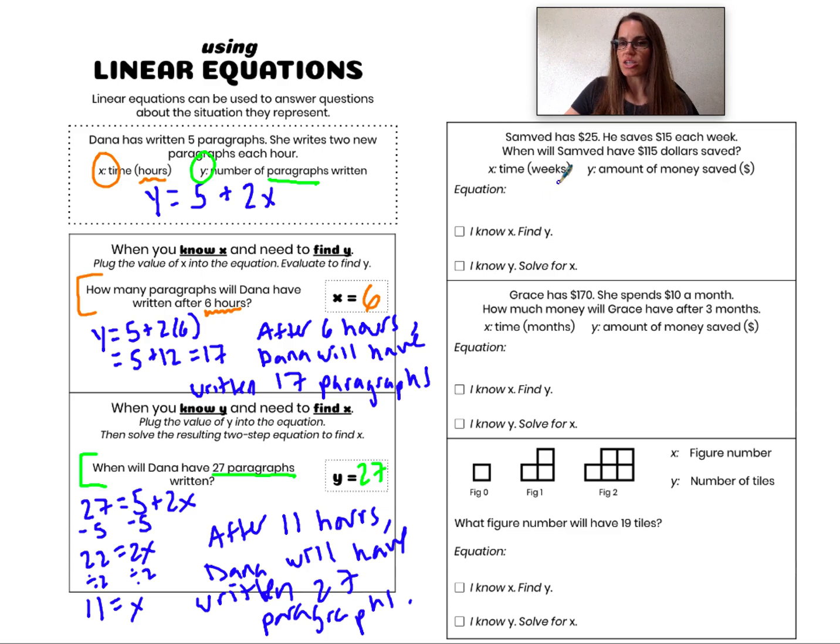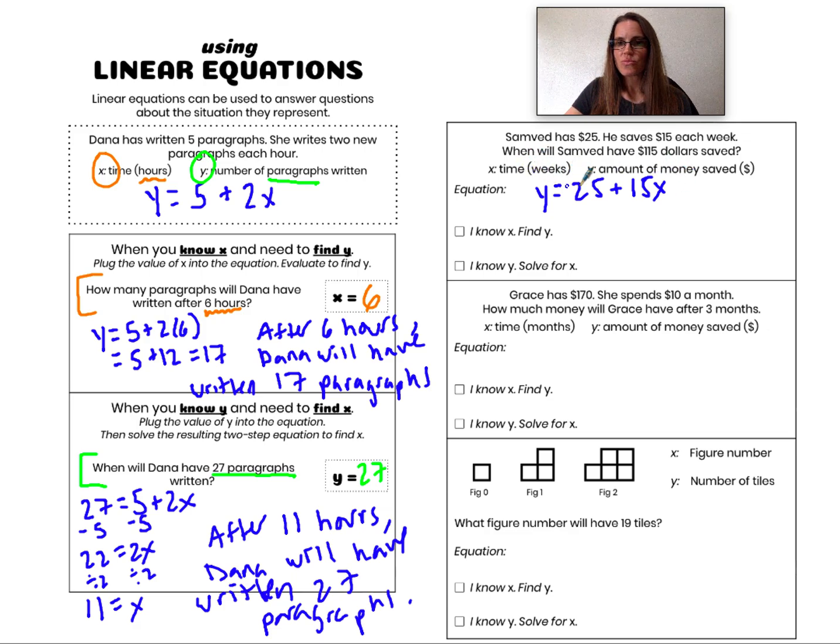Samvid has $25. He saves $15 each week. When will Samvid have $115 saved? The first two sentences are going to help us write our equation. Samvid starts with $25. He saves $15. That gives me plus 15x. So that's my equation.